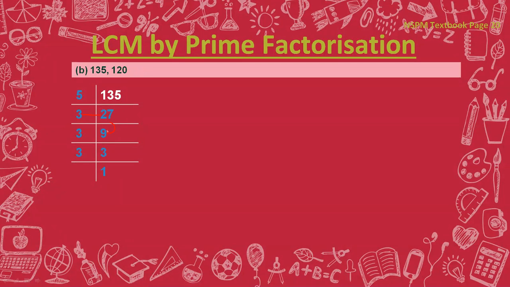3 nines are 27. Now 9 comes in the 3 table, 3 threes are 9. Now 3 comes in its own table, 3 ones are 3. And once we are getting the 1, yahoo! We have to stop here. We have solved this. Okay, now move on to 120.